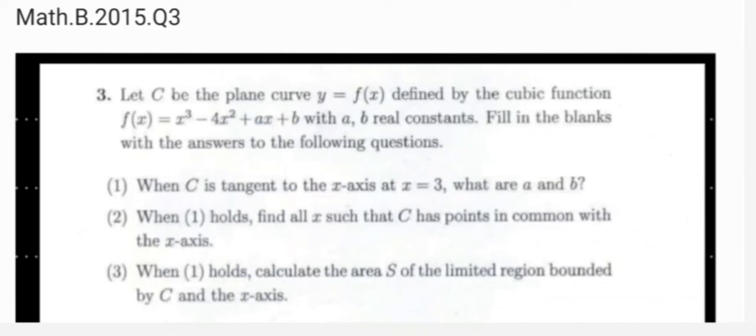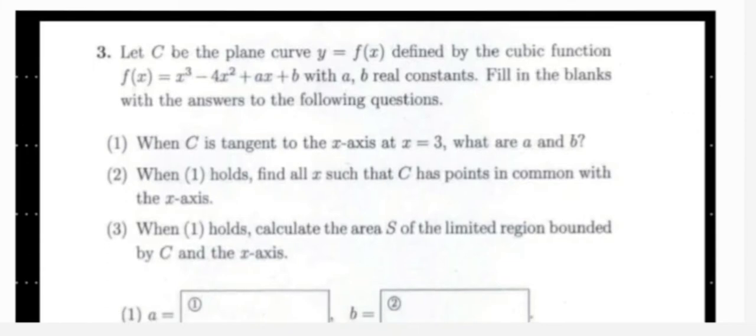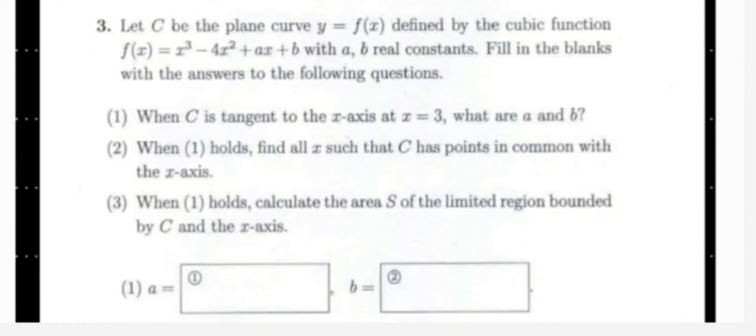Hello everyone, let's solve Max exam Math B 2015 question 3, okay? So let's see the plane curve y equals f of x. So this is f of x defined by the cubic function, okay? With a, b real constants. Fill in the blanks with the answer to the following questions, okay? So when C is tangent to the x-axis at x equals 3, what are a and b?